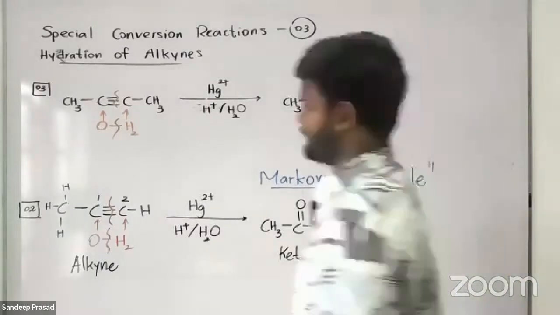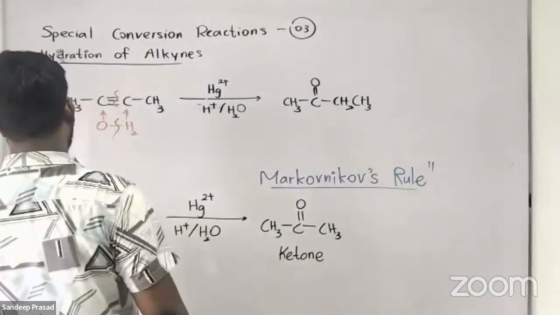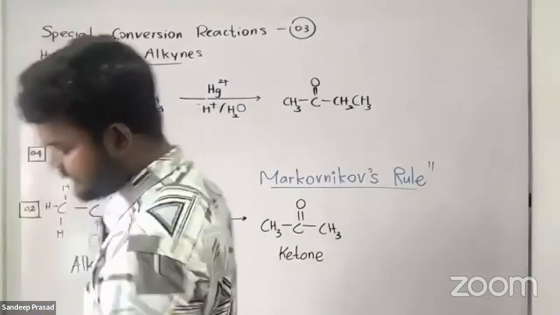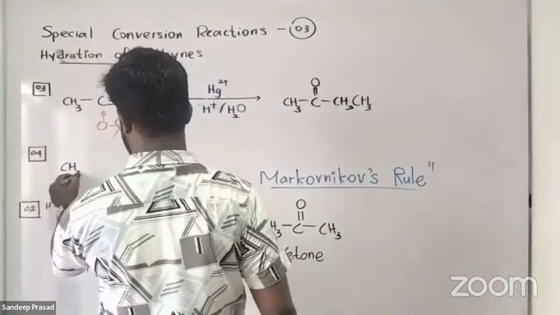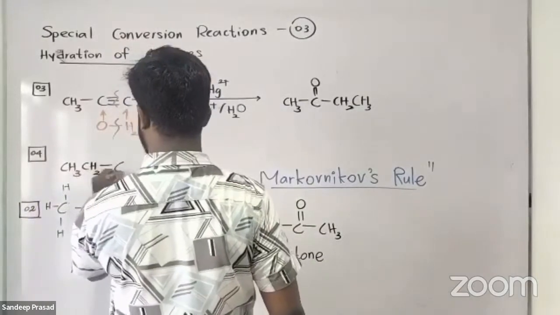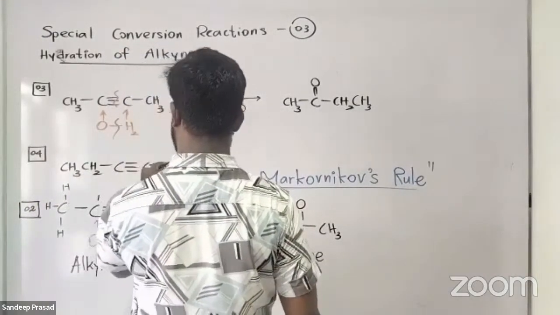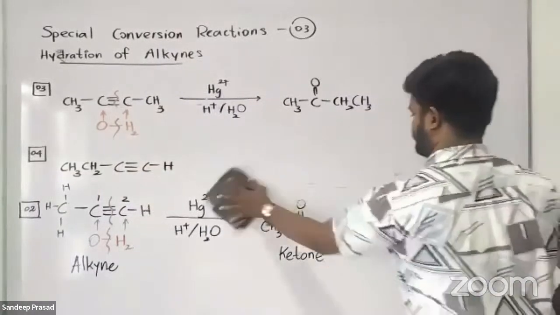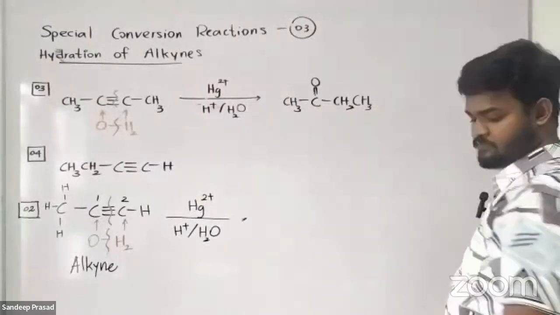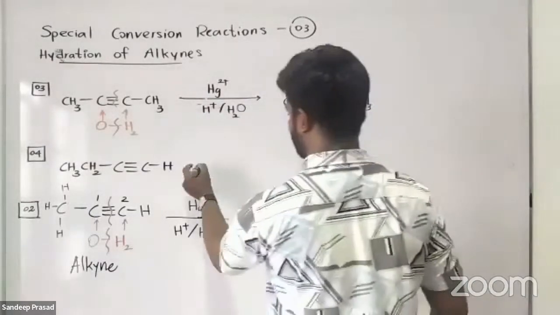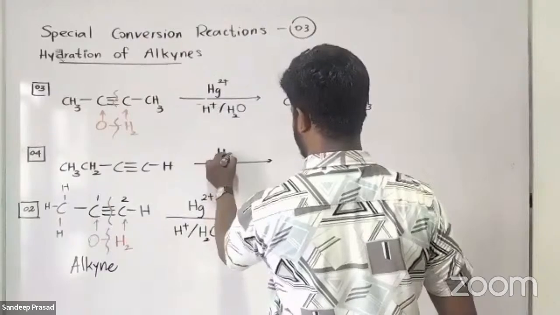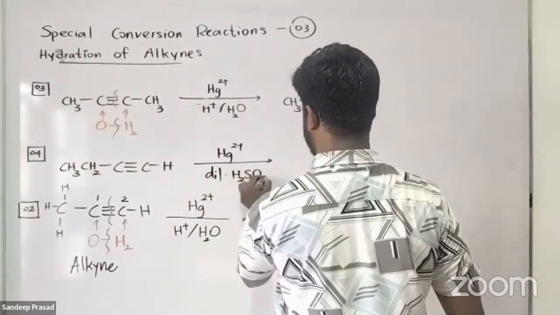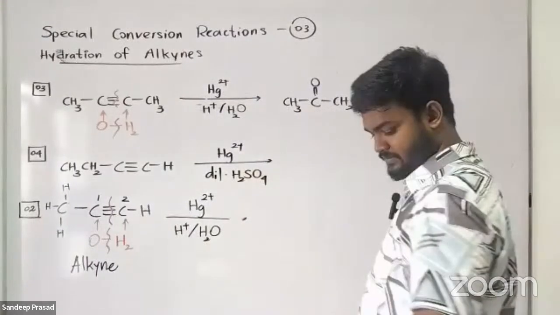Let's move to the fourth one. Look at the fourth one. The fourth one is not symmetric. So the compound is CH3, CH2, C triple bond, CH. We are adding here mercuric cation and diluted sulfuric acid.